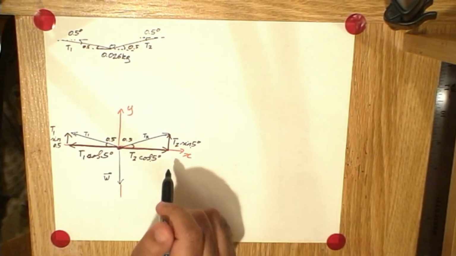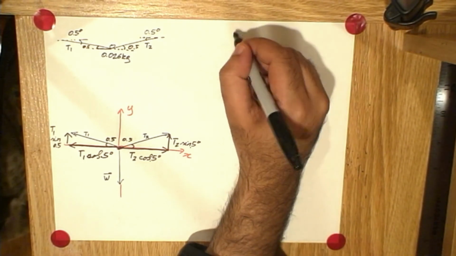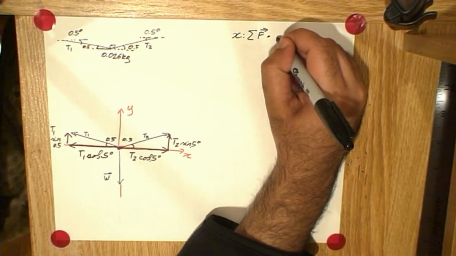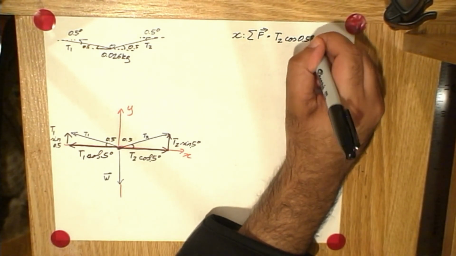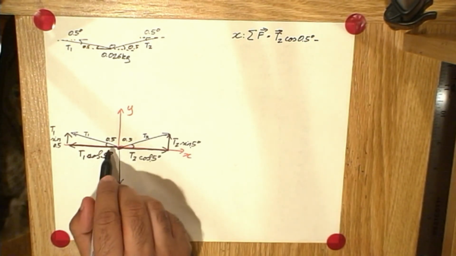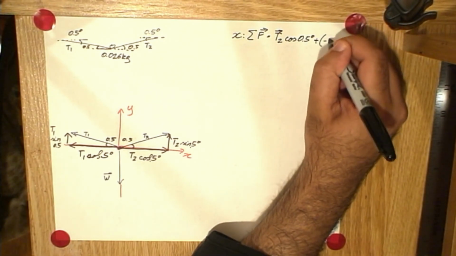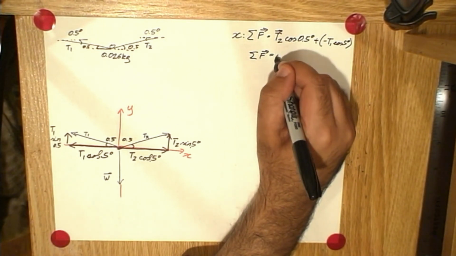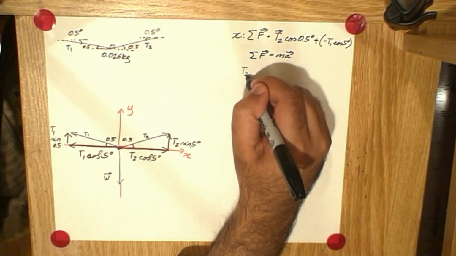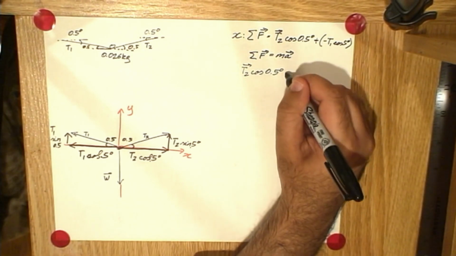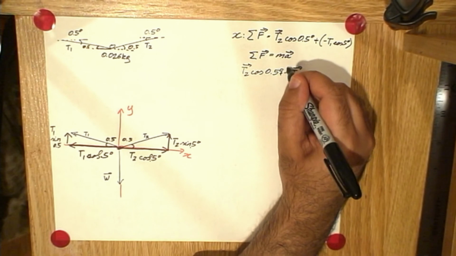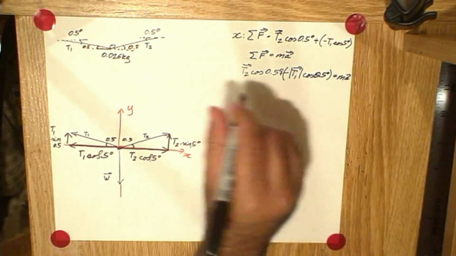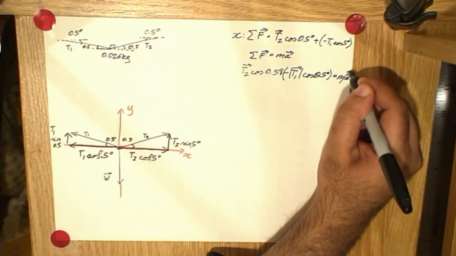And we can solve this rather similarly to how we solved the previous version. So let's start in the x direction. In the x direction, the total force is the x component of T2, cos 0.5 degrees, minus T1 cos 0.5 degrees. But total force is also equal to mass times acceleration. So, T2 cos 0.5 degrees minus T1 cos 0.5 degrees is equal to mass times acceleration. But this bird is not moving in the x direction. The acceleration is 0, as is the entire right side.